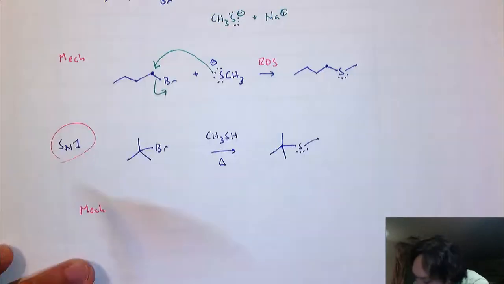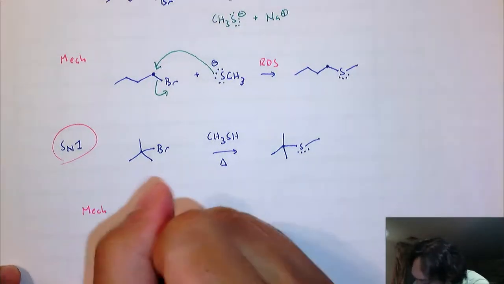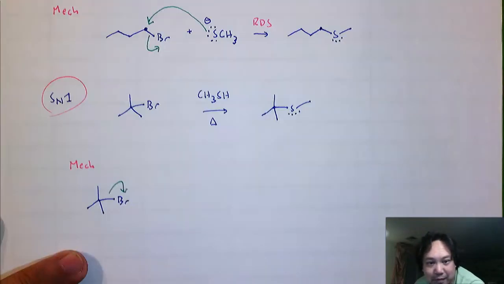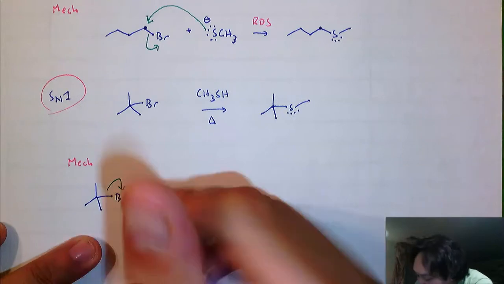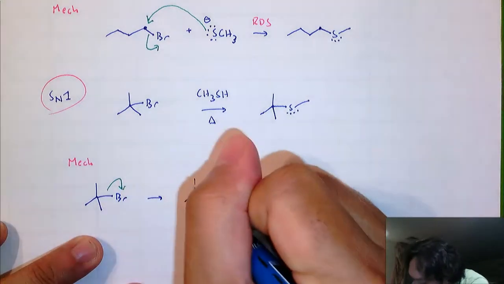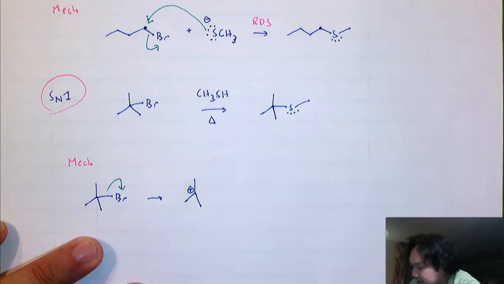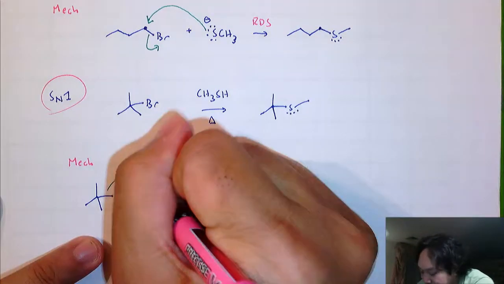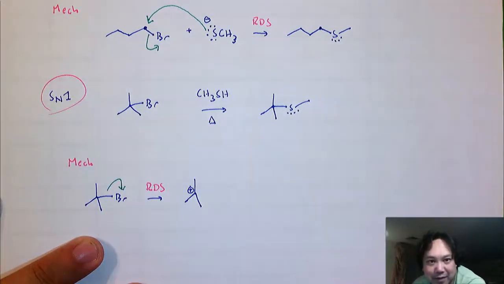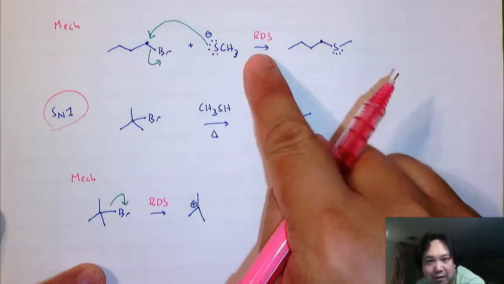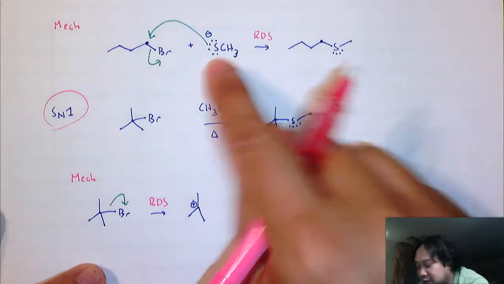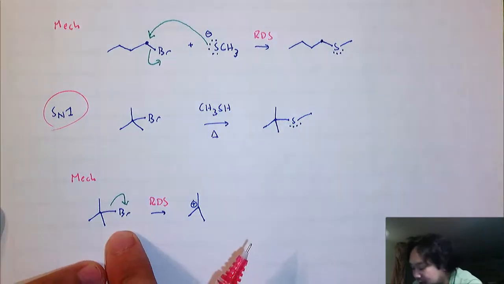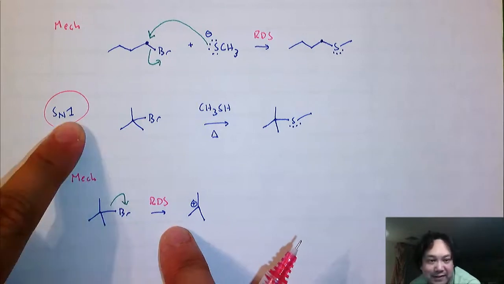The gray cat leaves on its own. And that's our first step. I always say that the step where the gray cat leaves is always the slow step. And it is, in real life, the slow step. So on the screen up top, in the slow step you need 2 molecules. Here the slow step you only need 1. That's why it's unimolecular. That's what the 1 stands for.